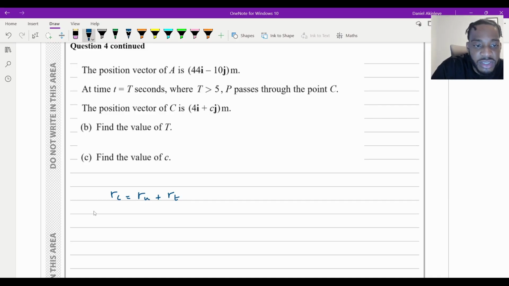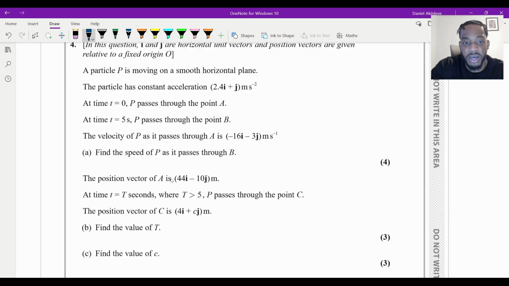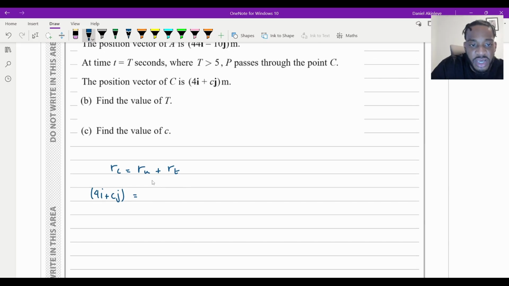So let's plug in everything that we know. We know that RC is 4i plus cj. And this is equal to RU, your initial position vector. Remember, from part A, they told us that at time t equals 0, P passes through A. So our initial position vector is A, 44i minus 10j. And then RT is just going to be your position vector at any point in time for t, so it's going to be ut plus a half at squared.